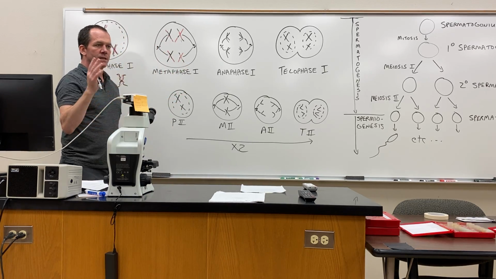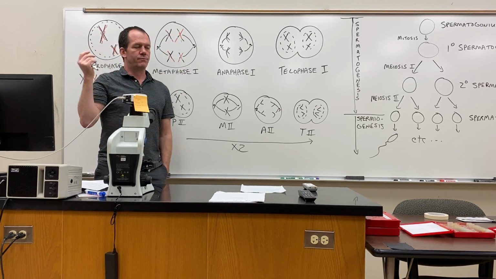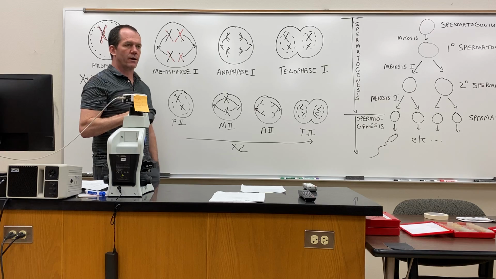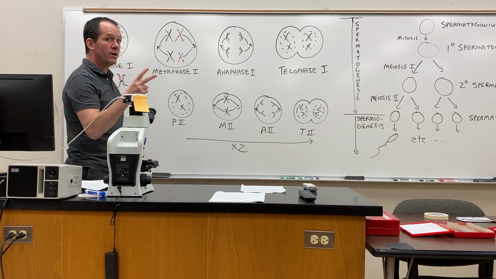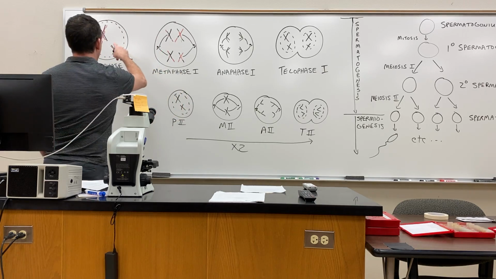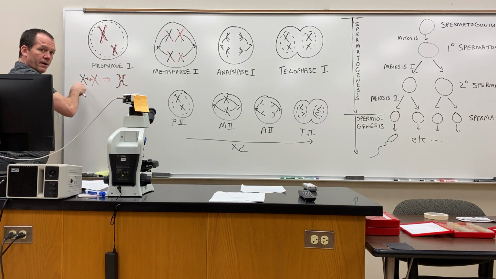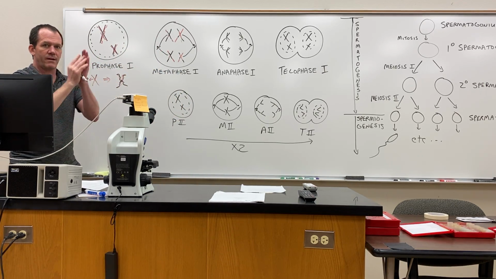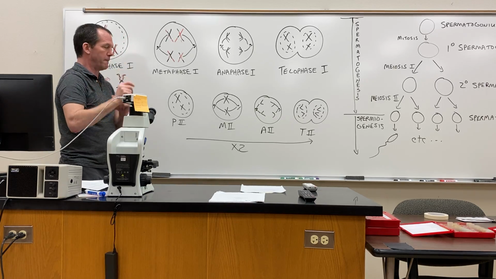Prior to all this, the DNA is replicated. That's in S phase. We're not going to go back into it, but basically you've doubled the amount of DNA per chromosome, which is why you have these chromosomes that are X-shaped right here. So they've got twice the DNA.